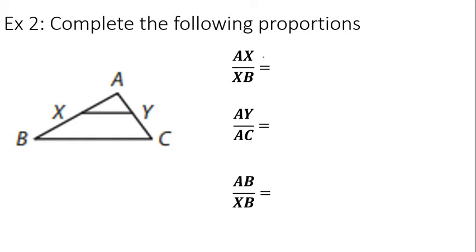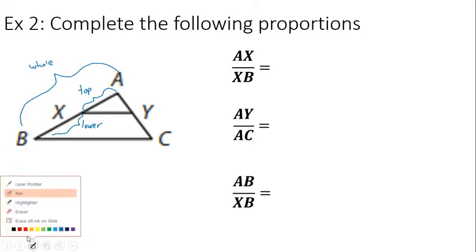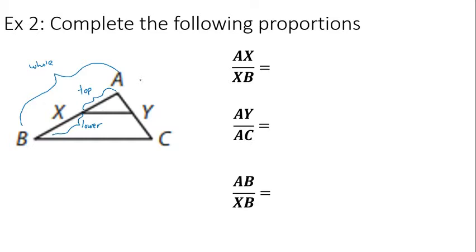This one as well. So here AX, A to X here. This is the top part. Let's just set up all our parts here. AX to B is the lower. And then A to B is the whole part. And set up the other side as well. So A to Y is the top. Y to C is the lower. And A to C is the whole.